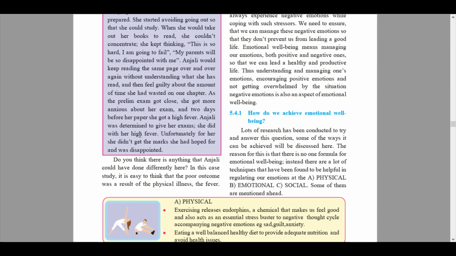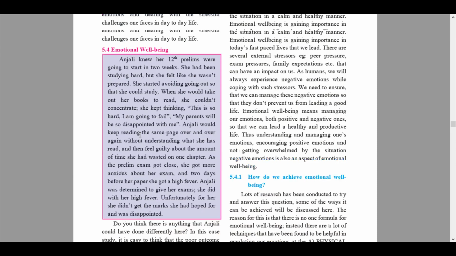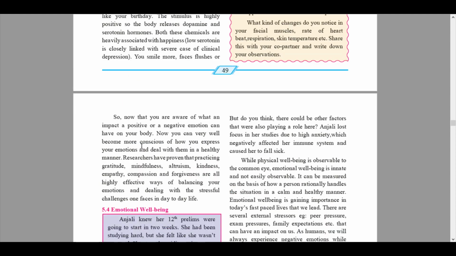But do you think that there would be other factors that were also playing a role here? Anjali lost focus in her studies due to high anxiety, which negatively affected her immune system and caused her to fall sick. See her issue. While physical well-being is observable to the common eye, emotional well-being is innate and not easily observable.